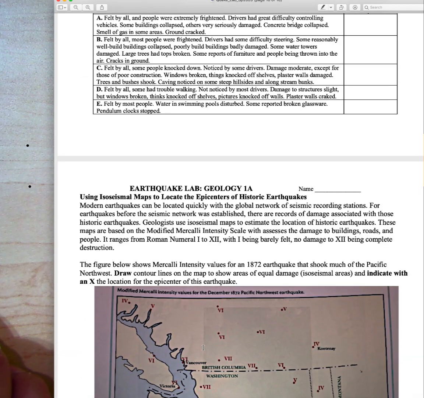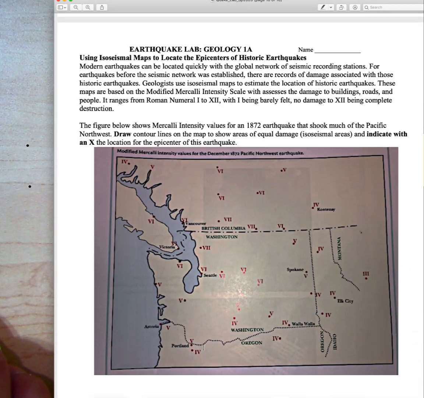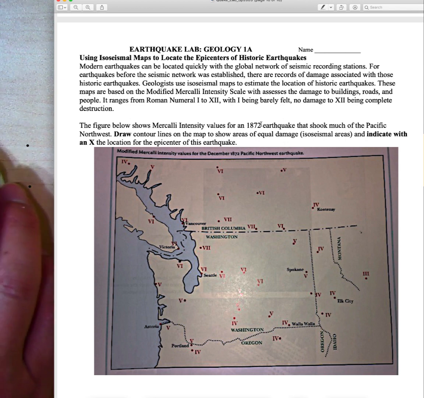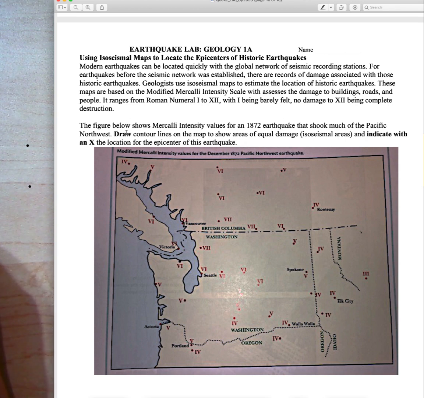Now, finally, the last part is we're going to look at a really old earthquake here, one from 1872, before we had seismometers and seismic stations. But we can use people's descriptions of the amount of damage done to try to figure out where the epicenter was. So again, we're going to draw the contour lines or the isoseismals here.